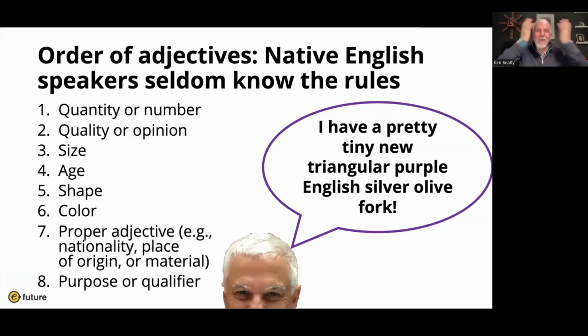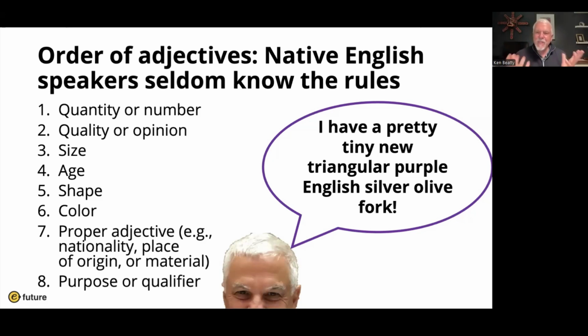What? I could never learn that, but actually I did. As a native English speaker, I learned that fluently. I have a pretty tiny new triangular purple English silver olive fork. If I change the order of some of those adjectives, it doesn't sound right to me. Doesn't mean that I know the rule, but it just doesn't sound right to my ear.